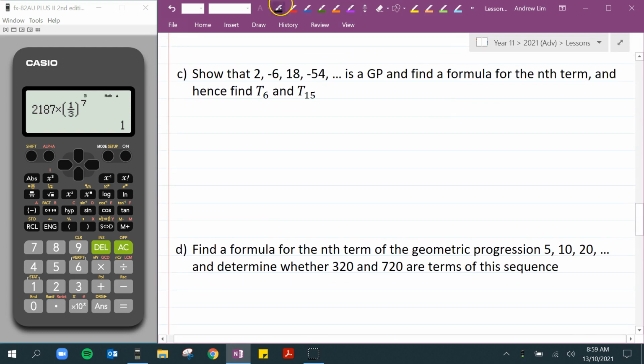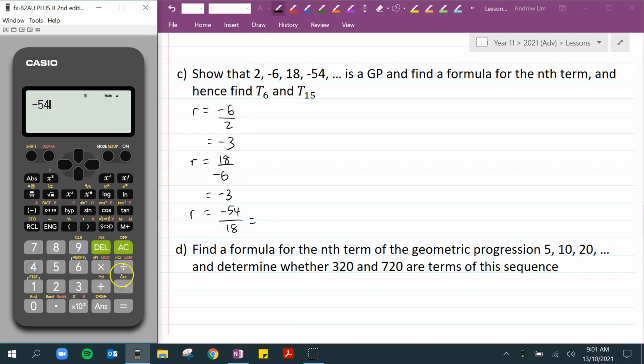Alright, question C. Show that 2, minus 6, 18, minus 54, etc. is a GP and find a formula for the nth term and hence find T6 and T15. So I'm going to work out the common ratio. Minus 6 over 2 is minus 3. We also have 18 over minus 6, that's minus 3. And minus 54 over 18, that should also be minus 3. Good, so therefore we can see that this is a GP.